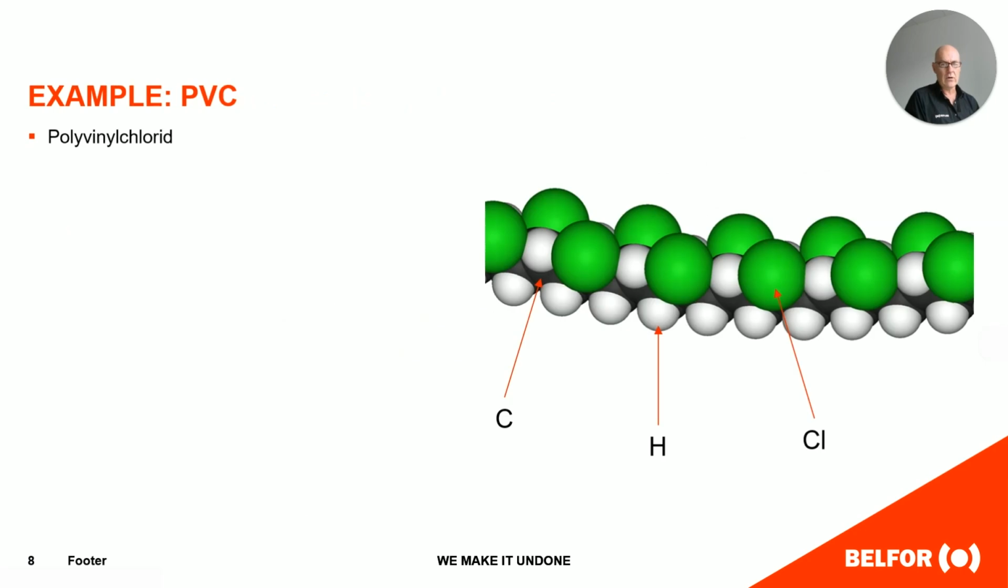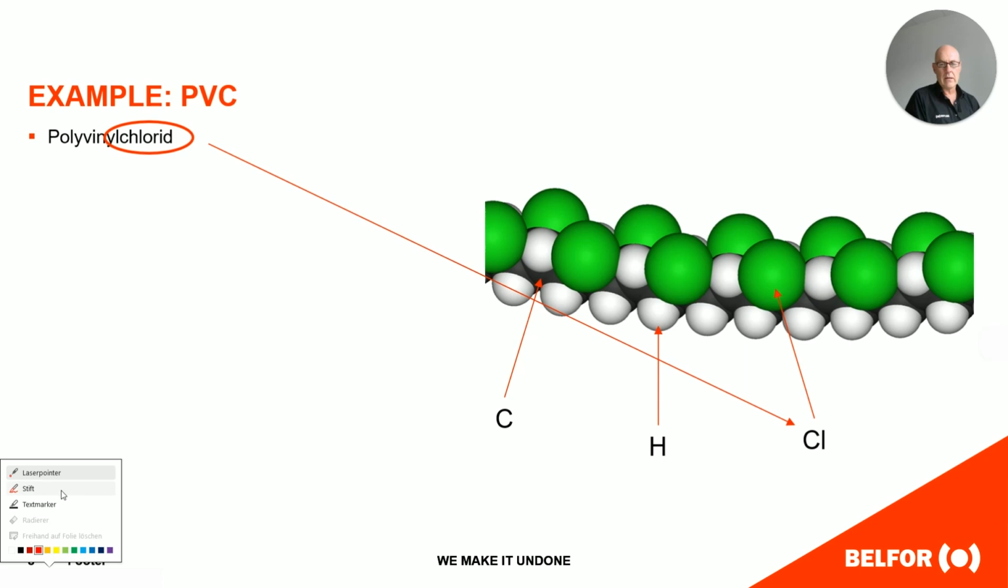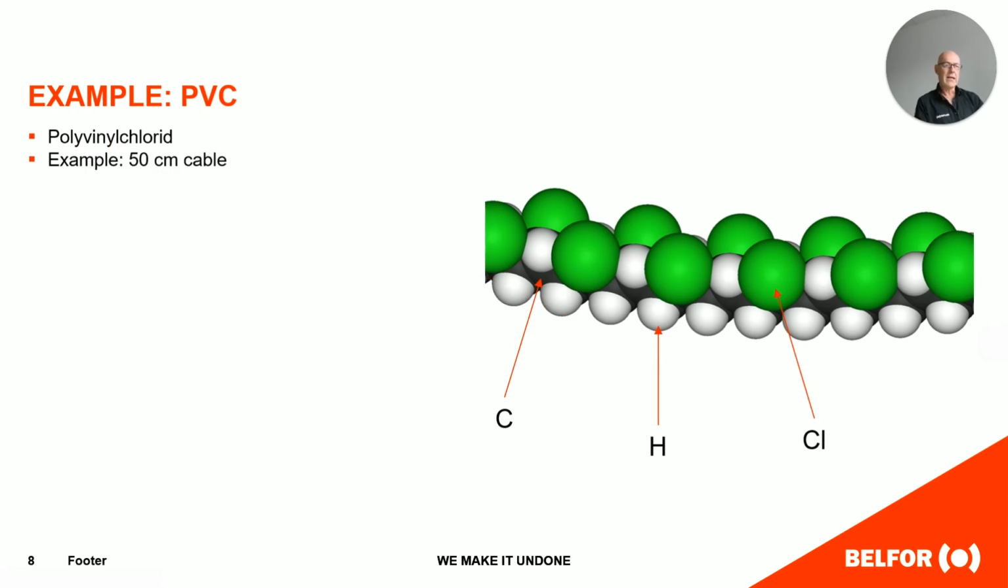Let's have a little closer look. This PVC contains carbon, which you see here, hydrogen, and of course, chloride, seen here in green. This is the most interesting one. Let's take as an example a cable of 50 centimeters, something like that, not more. And your infrastructure will definitely have significantly more PVC.